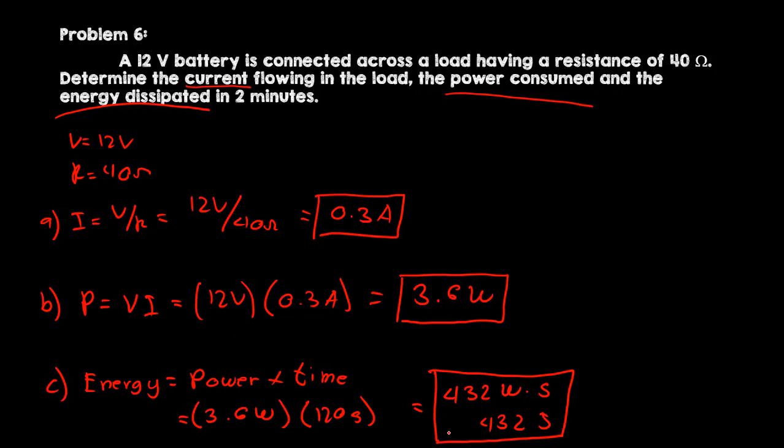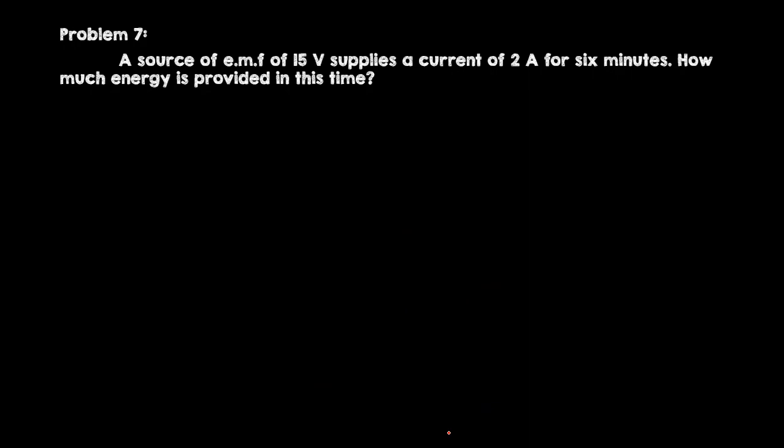Okay, let's proceed to problem number 7. A source of EMF of 15 volts supplies a current of 2 amperes for 6 minutes. How much energy is provided in this time? Our givens are voltage. Again, another term for voltage is source of EMF. So we have source of EMF and potential difference. So V is equals to 15 volts and the current is 2 amperes. And time is equals to 6 minutes. How much energy is provided in this time?